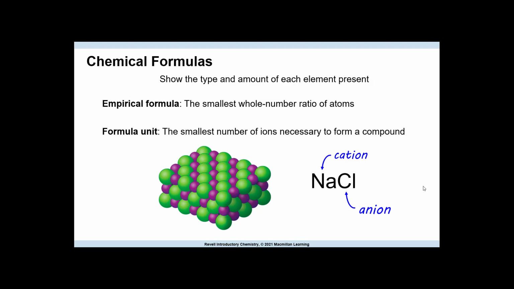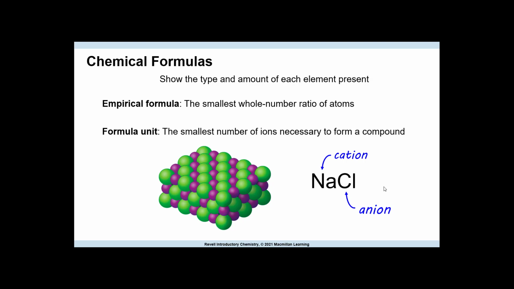So it'll always be whole numbers. It will never be a fraction. Subscripts written after each atom indicate the number of that atom present. If no subscript is written, as seen here, for instance, in sodium chloride, it is understood to be 1. So in this instance, the formula is written simply as NaCl, so by default, when you see that, this means 1 sodium and 1 chloride. The empirical formula gives the smallest whole number of ions necessary to form a compound. The number of ions is called the formula unit.